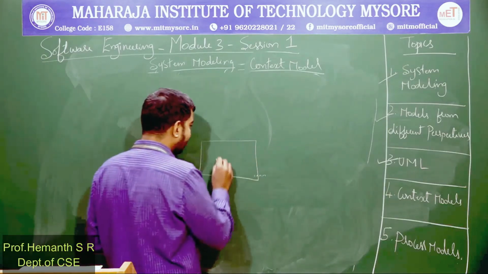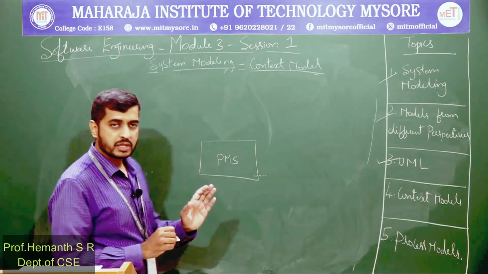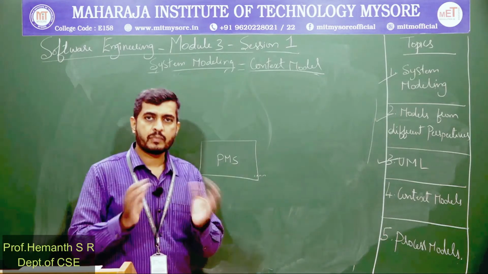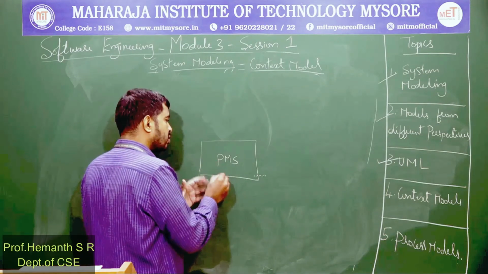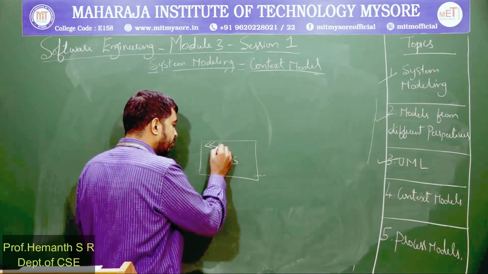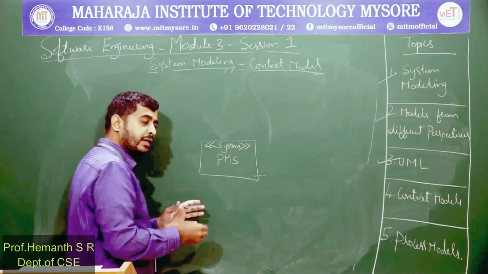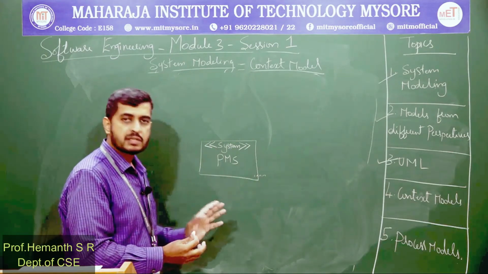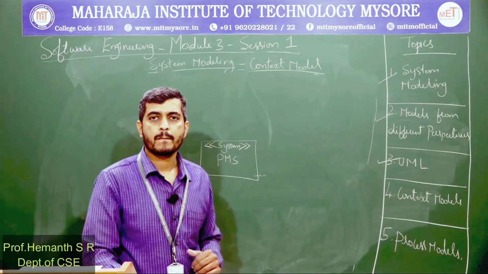So we have a rectangular block representing our software, that is PMS, the patient monitoring software. Now this patient monitoring software is a separate software. It's a system. To indicate it's one software, we use two angular brackets, and inside that we write it as a system and we close it. This is an indicator that this is a separate software. It's one single software.